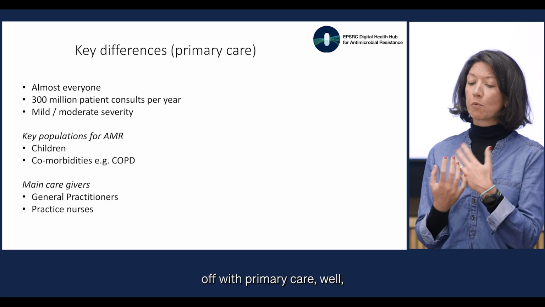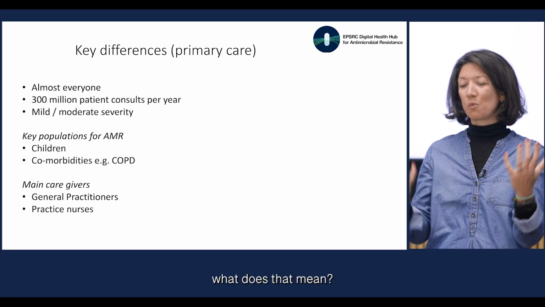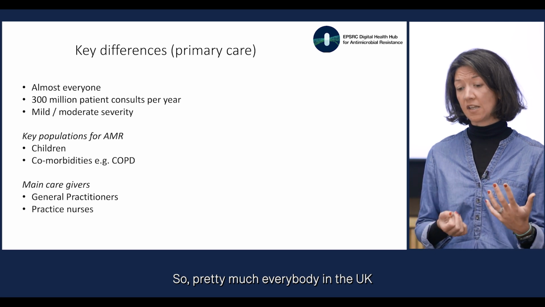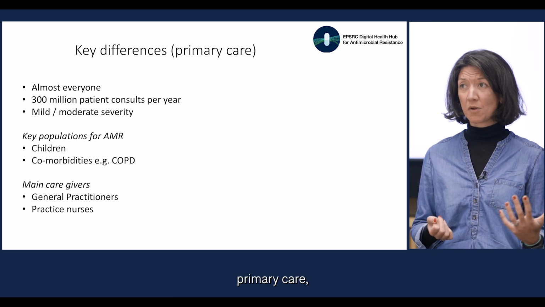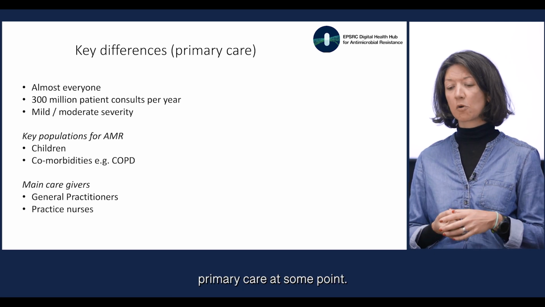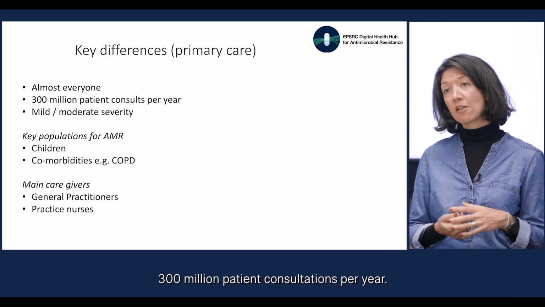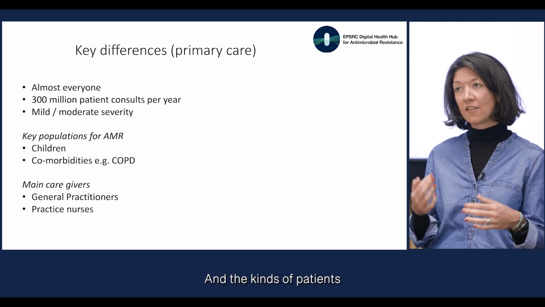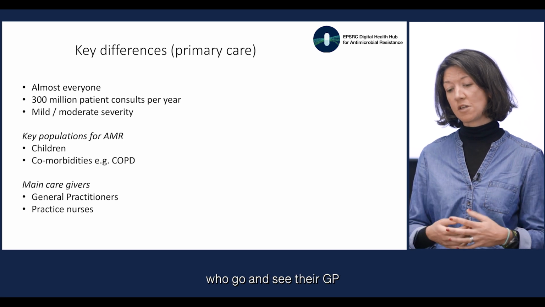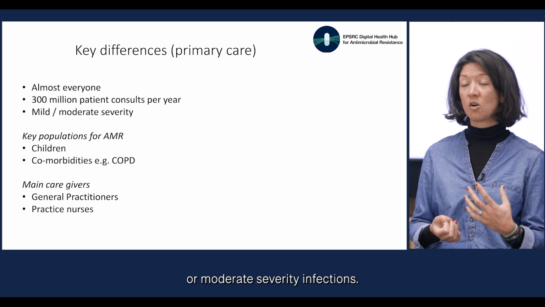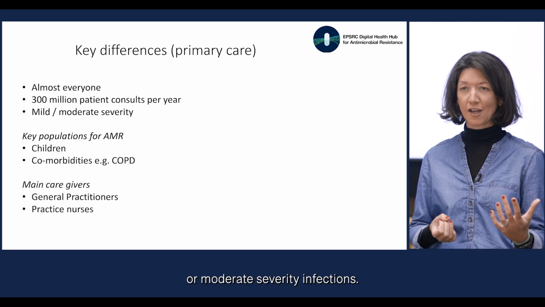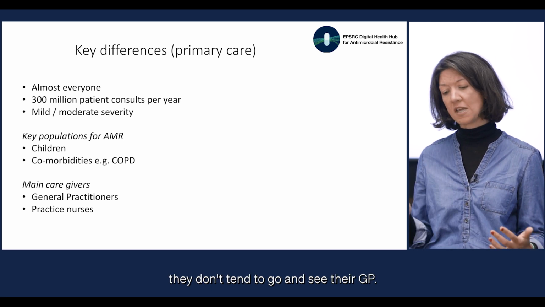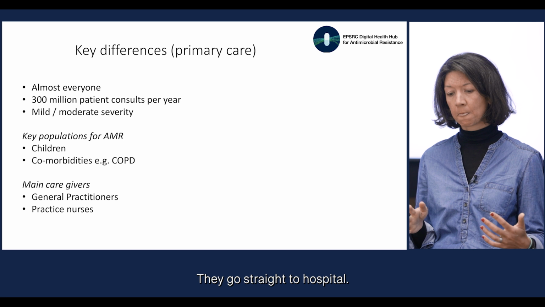So starting off with primary care, well, what does that mean? What is that context like? So pretty much everybody in the UK can access primary care, probably will access primary care at some point. There are about 300 million patient consultations per year, and the kinds of patients who go and see their GP tend to have mild or moderate severity infections. If people are seriously unwell, they don't tend to go and see their GP, they go straight to hospital.